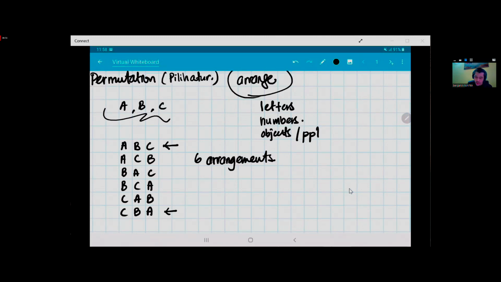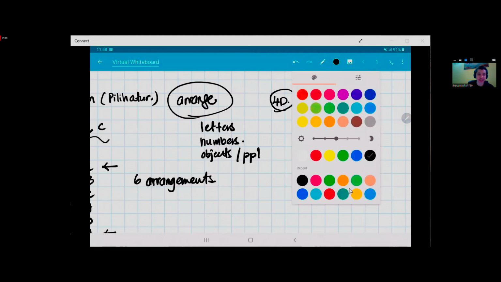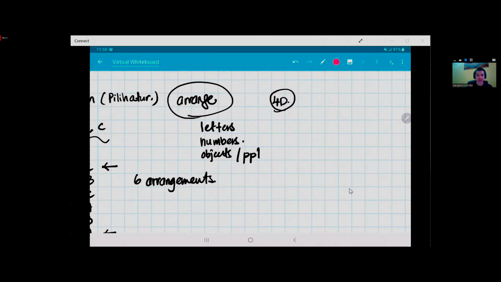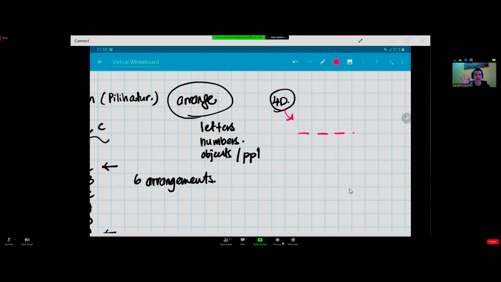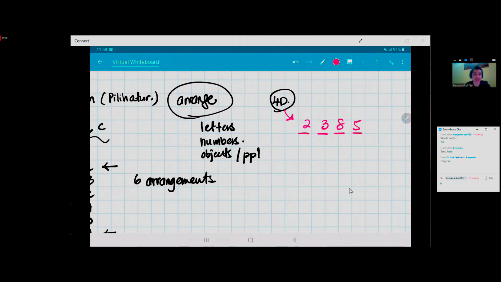Now, for those of you who do not know, permutation is used a lot in gambling. 4D. You know why 4D? Of course, I'm not saying that I'm teaching you to gamble. Please, disclaimer. I'm not teaching you to gamble. I'm just saying that when you look at 4D, the way it works is you have got 1, 2, 3, 4, 4 numbers. Ada 4 nombor. So if you make a bet, for example, let's say you bet one 4D number. Let's say you bet the number 2, 3, 8, and 5. Contohnya.